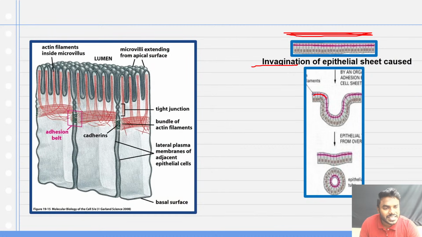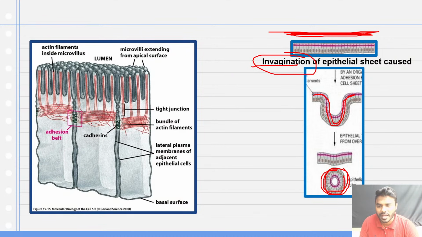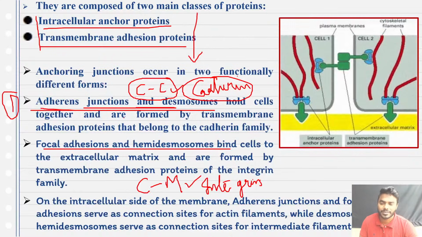Because of the change in the size and the shape of the epithelial sheet, it is undergoing a kind of invagination. Because of invagination, it is forming an epithelial tube-like structure. Originally it is a large sheet. You all can observe this large sheet is now converted into a small tube-like structure. How is it possible? Because of the mechanism of invagination. In that invagination, which molecules are involved, friends? Of course, the anchoring junctions which contain cadherins are involved.